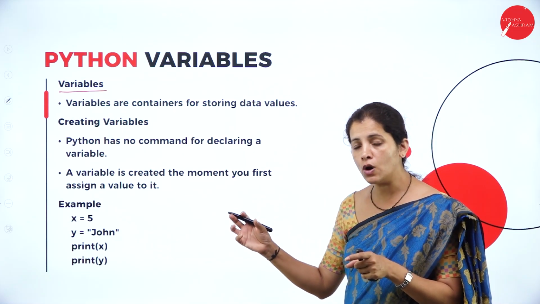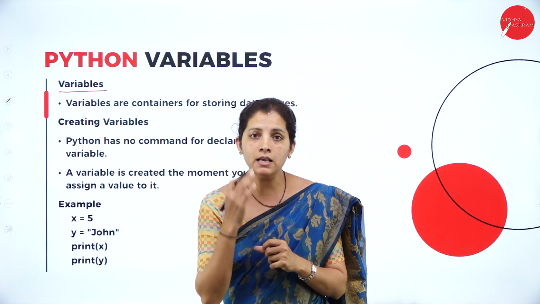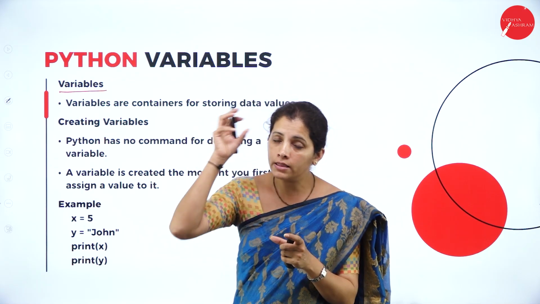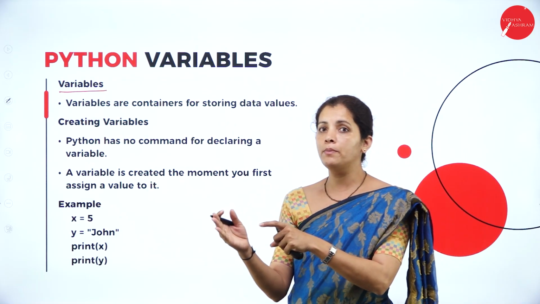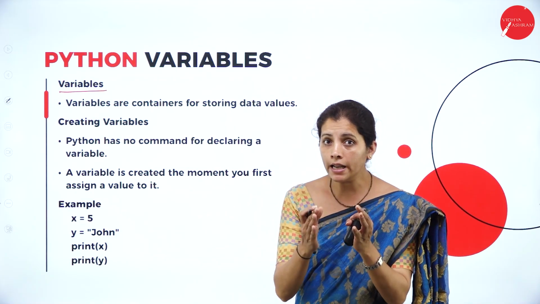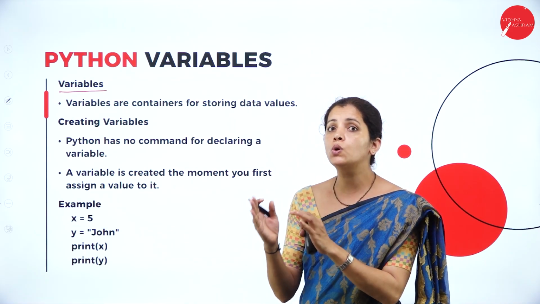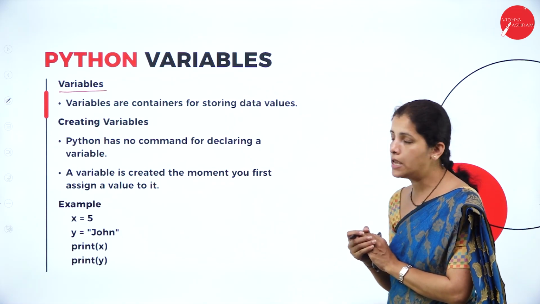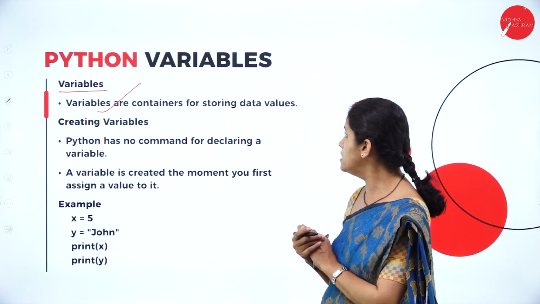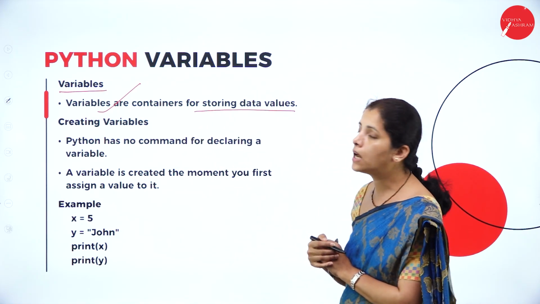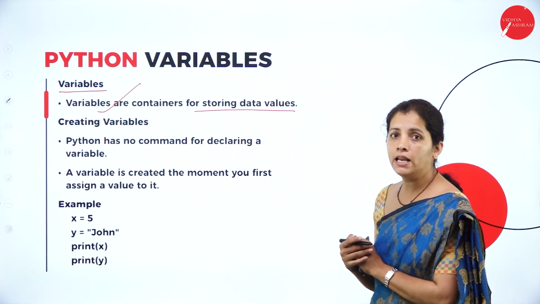Similarly, here also I have different kinds of values. In order to store that value, I must have a place, and that place is known as a variable. So the name given to the memory location, or the container used to store the value, is known as a variable. So variables are nothing but containers for storing data values. And how am I going to create a variable in Python?